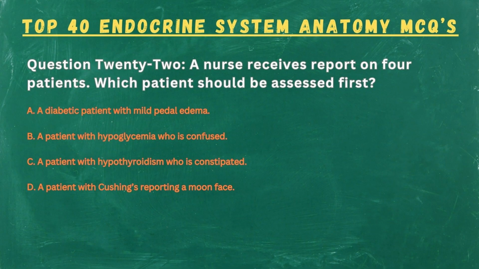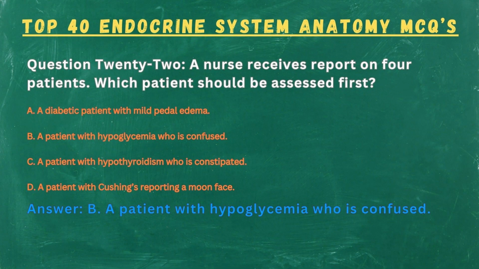Question 22. A nurse receives report on 4 patients. Which patient should be assessed first? A. A diabetic patient with mild pedal edema. B. A patient with hypoglycemia who is confused. C. A patient with hypothyroidism who is constipated. D. A patient with Cushing's reporting a moon face. Answer: B. A patient with hypoglycemia who is confused.